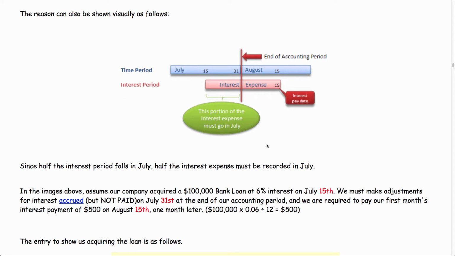If you understand this, then you're well on your way to understanding accruals because it's actually the same for all accruals. Whenever an accounting period ends in the middle of an expense or revenue period, you're going to have to adjust and shift some values around.